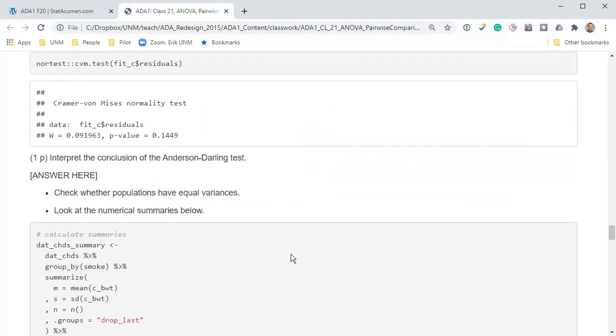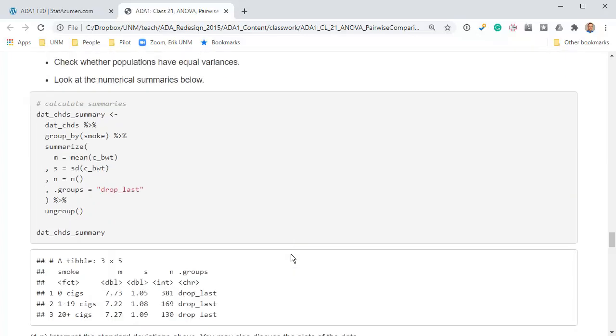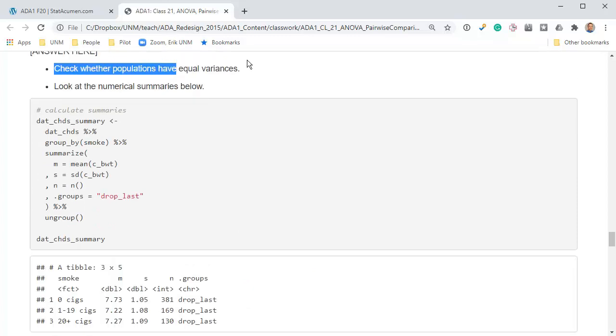All right, here we are. Okay, equal variances. So let's start by looking at the numerical summaries. I am starting with the data set. I'm grouping by the smoking groups, and within each smoking group, I'm calculating the mean, standard deviation, and the sample size, and plotting that table.